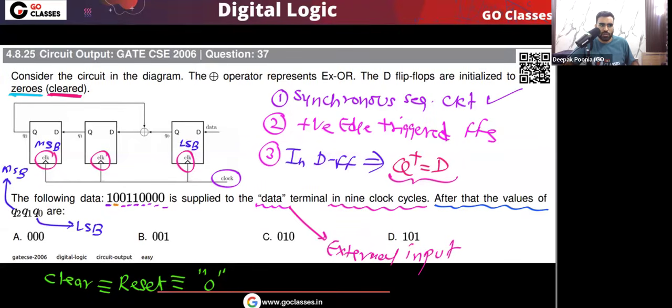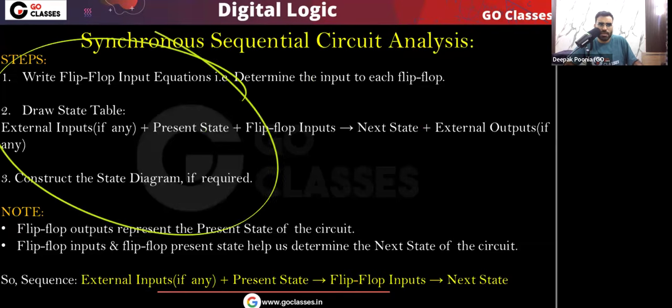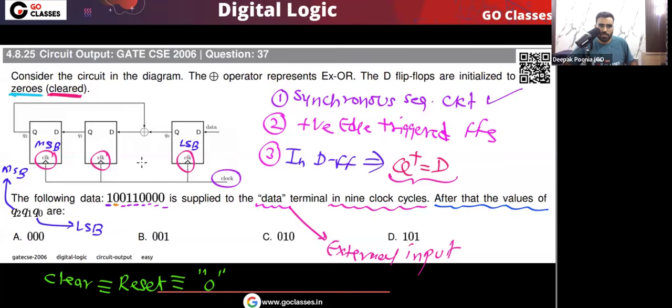Now let's solve this question. I told you we are going to solve this question using two methods, so let's see both the methods. First, because this is a synchronous sequential circuit, we already know how to do the analysis of a synchronous sequential circuit. These are the steps. Step number 1, we will write the flip-flop input equations. Step number 2, we will draw the state table. Now notice one thing: in this circuit, there is an external input data.